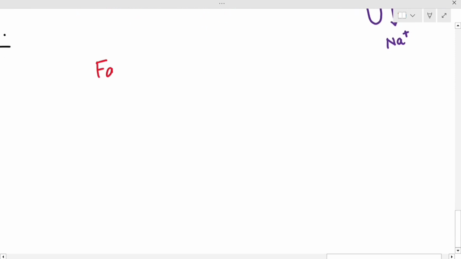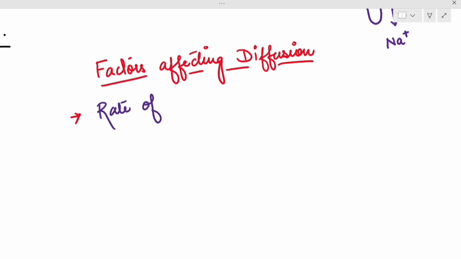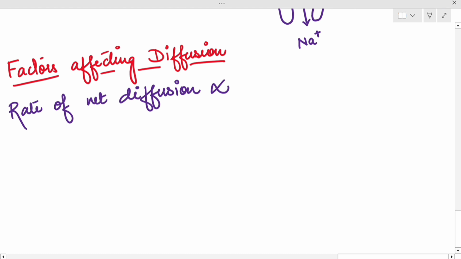And the last part, that is factors affecting diffusion. Okay. Number one, rate of net diffusion is directly proportional to the concentration difference across the membrane.